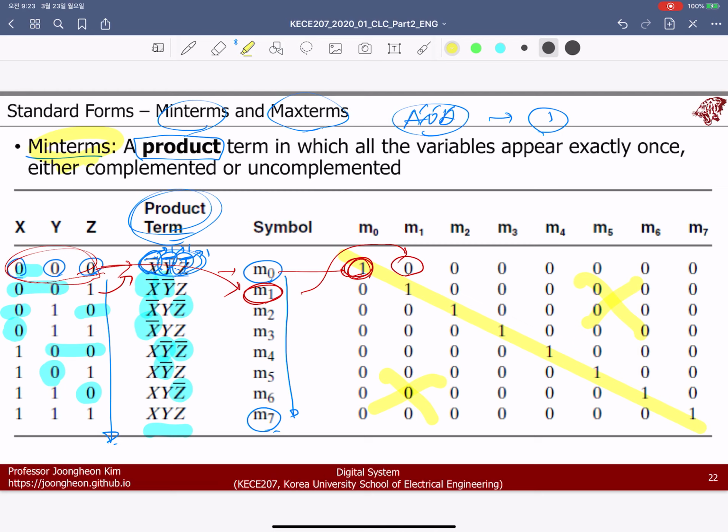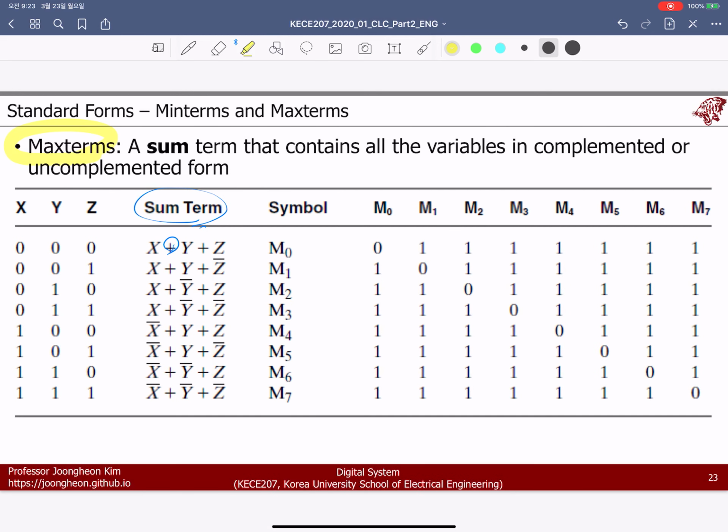Then now it's time to look at the next one, okay? For the next one, you have another definition called sum term. So in this case, we are dealing with the OR operator. In the OR operator, you should be able to get the unique solutions, okay?